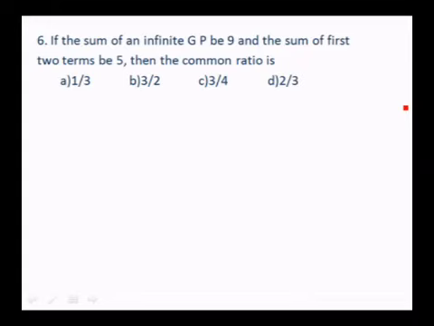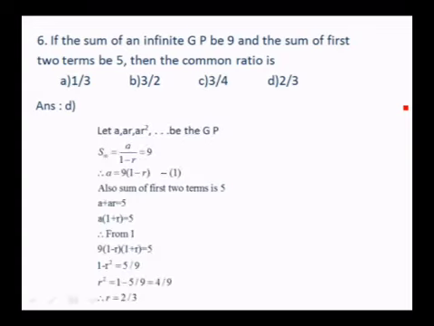If the sum of an infinite GP be 9 and the sum of first two terms be 5, then the common ratio is A 1 by 3, B 3 by 2, C 3 by 4, D 2 by 3. So, here also I take the sum, let a, ar, ar square be the GP. I know that S infinity is a over 1 minus r, that is equal to 9.